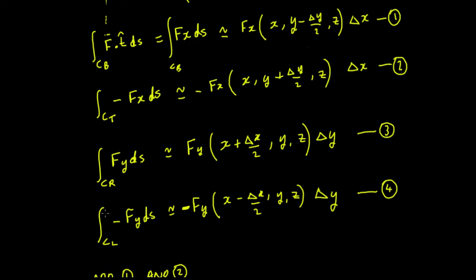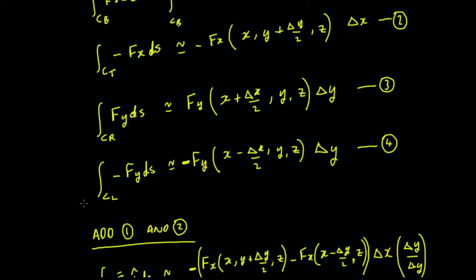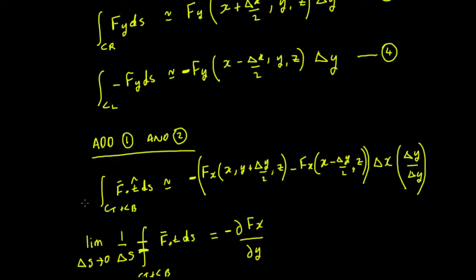So what we're going to do is add up the left and the right, and also the bottom and the top. So we start off with the top and the bottom. When we add those two equations together, we take out the value negative, so we'll have our fx at that point there, and minus fx at that point there, times our delta x.